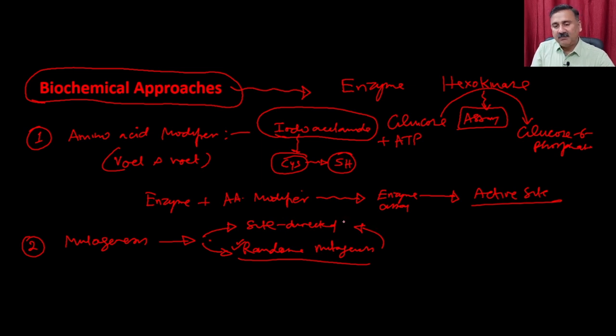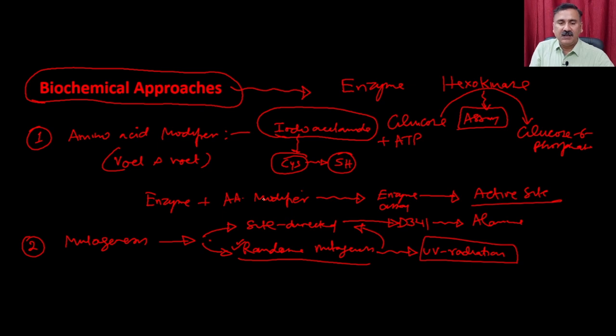So what does site-directed mutagenesis mean? It means I am going to modify the 341 amino acid, okay? Suppose this is aspartate, so D341, I am going to modify it to alanine, okay? So that is called site-directed mutagenesis. Random mutagenesis means you are going to introduce random mutations, either by UV radiation or other kinds of sources. And that is very, very crude, okay?